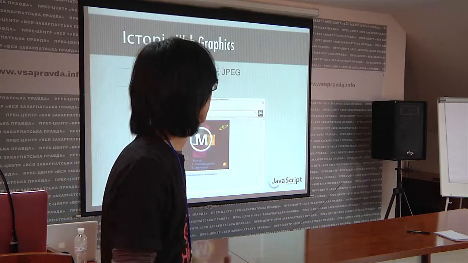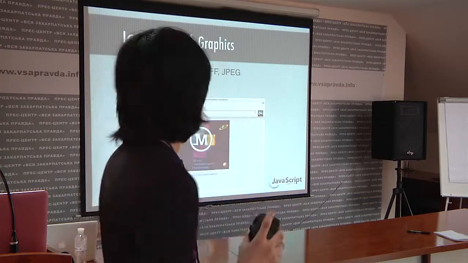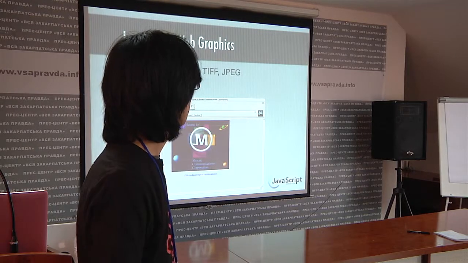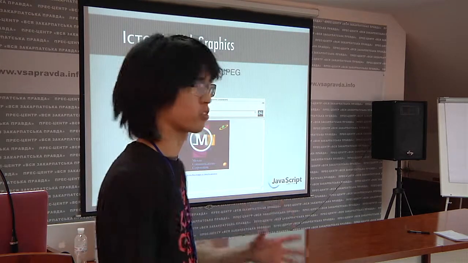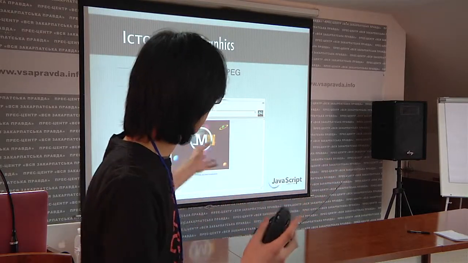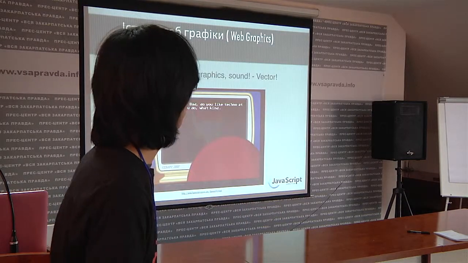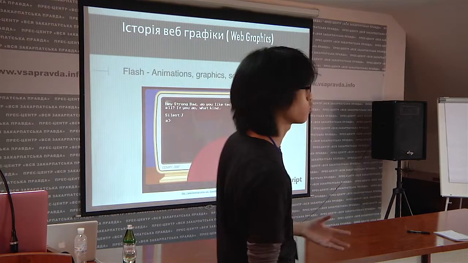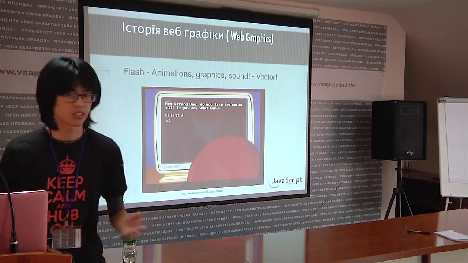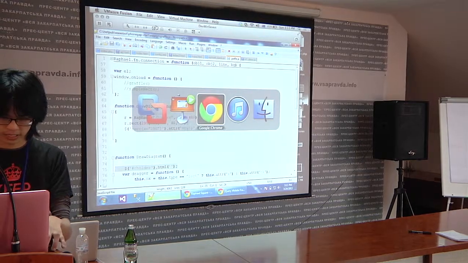And then after a while, we began to have basic graphics. We started with bitmaps because you can draw pixel by pixel. And then you have PNG, TIFF, JPEG, and many other formats as well. The problem with it is it's rasterized, so it's pixels, and images can have different sizes. Then we came to more advanced graphics where you can use Flash. With Flash you can do cool animations, graphics and sounds, and you use vectors so you can actually draw it. I will show you an example.